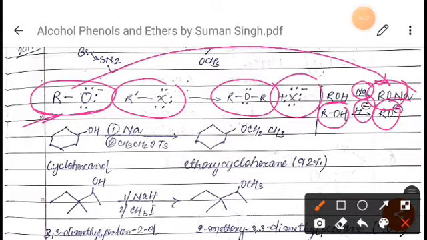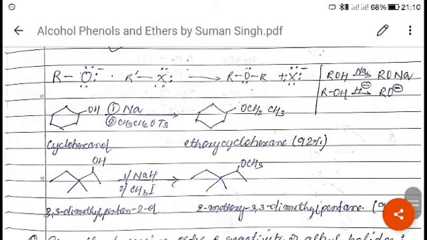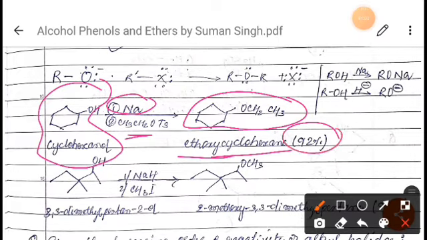Now next, we are using an actual example. We are using cyclohexanol here, as you can see. First of all, we will add sodium, and then in the second step we will add CH3CH2OTs. Okay, so at that time we will get what? This, right? This is called ethoxycyclohexane, which is 92%.